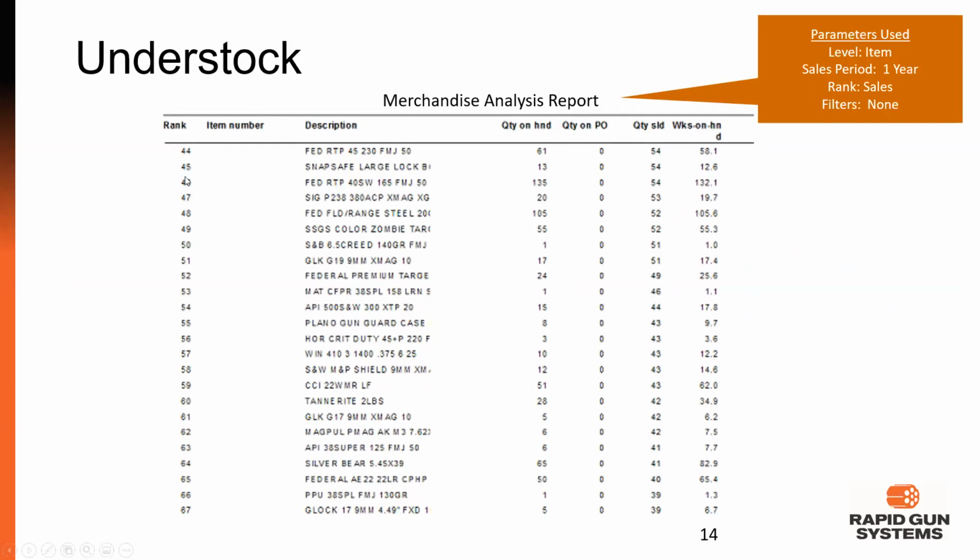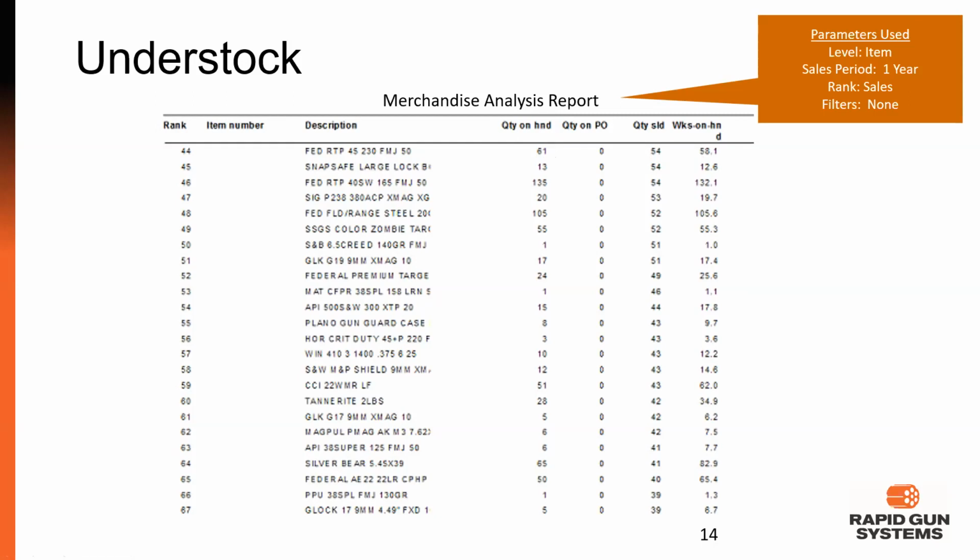This is probably the 2nd or 3rd page in the report, and you can see this is my item that's ranked 44th among all my items that I sell. I can see that I've got quantity on hand of 61, that all of last year I sold 54, and so my weeks on hand is 58. I can say with some degree of confidence that I've got plenty of stock of this, if not a little bit of overstock.